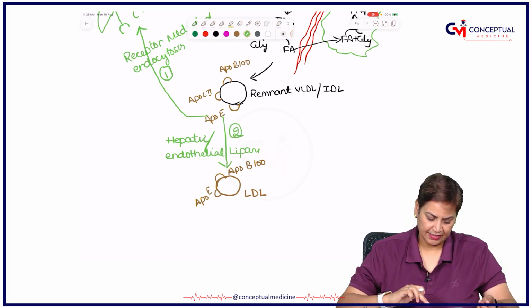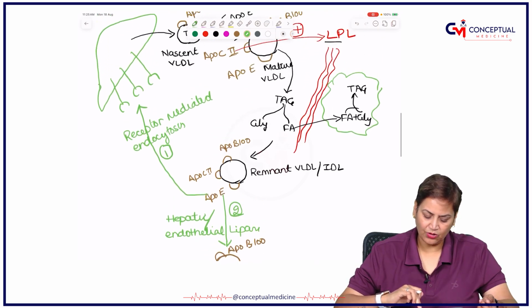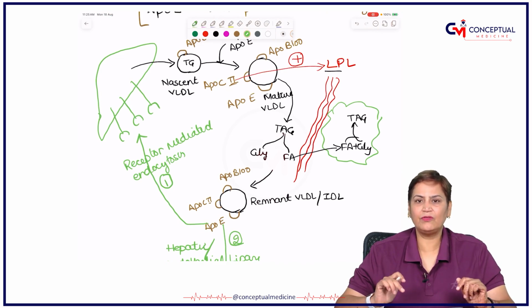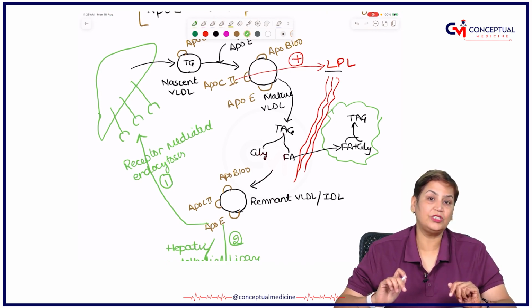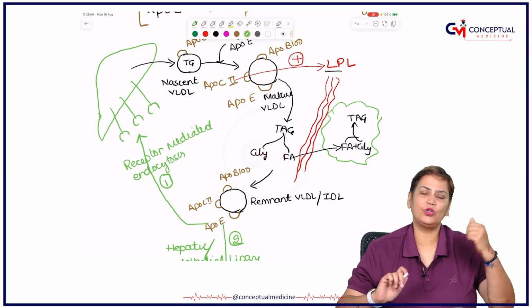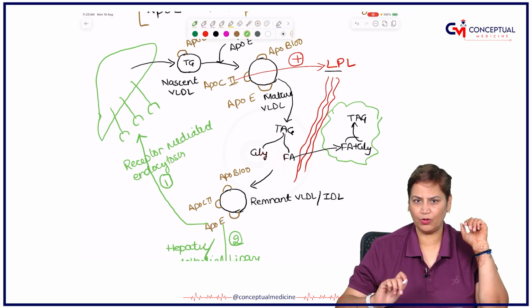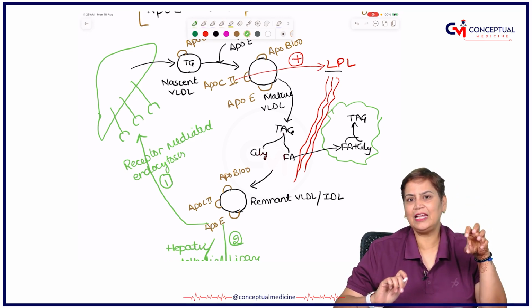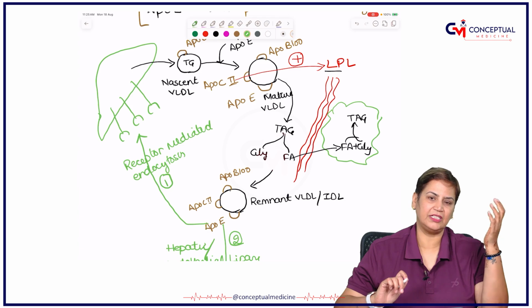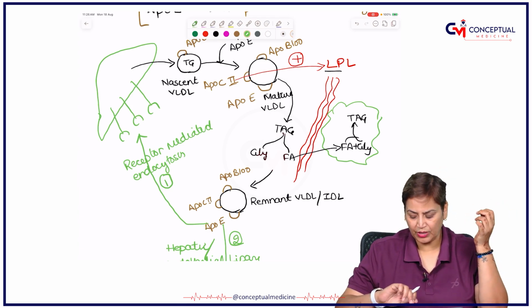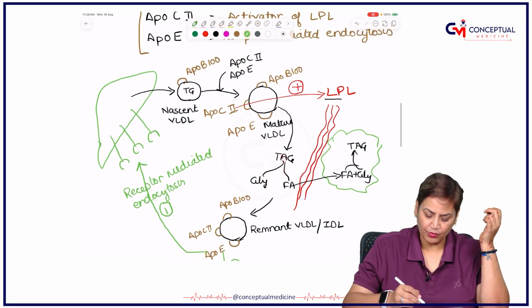I'll just simplify it further. What I am trying to tell you here is that VLDL is responsible for the transport of endogenous TGs. Okay. Endogenous TGs are the ones which are produced in the body as a result of metabolism. So what will happen is, the moment this VLDL bearing endogenous TGs comes out from the liver, it will seek a specific apoprotein, and that specific apoprotein is Apo B-100.